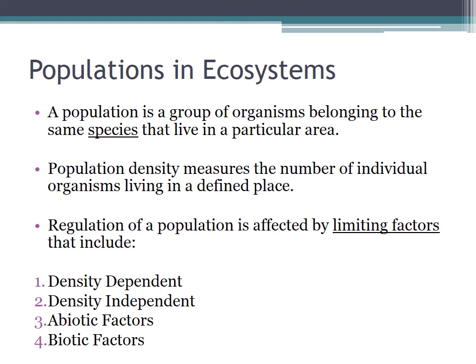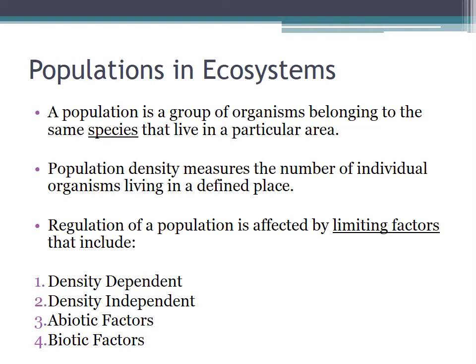All right, so the meat of the lesson starts with this slide: populations and ecosystems. A population is a group of organisms belonging to the same species that live in a specific area. Population density is a measure of the number of individual organisms living in a defined place.